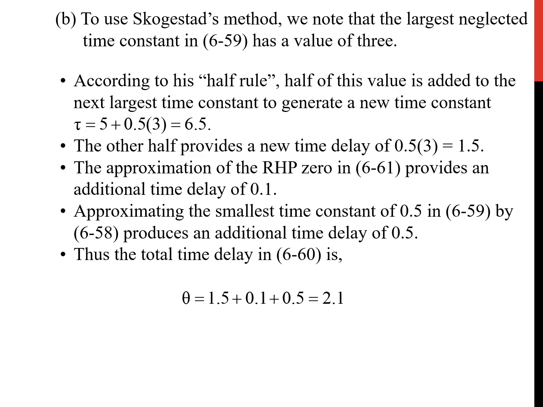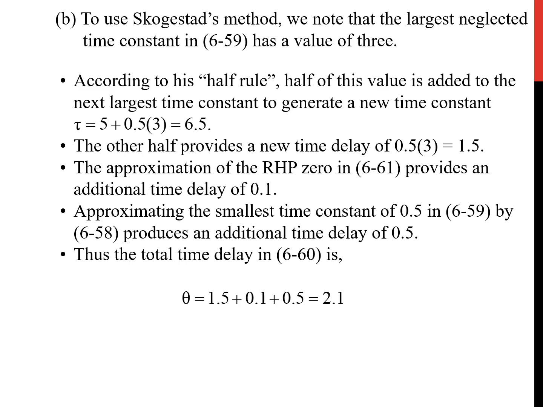So you have three values of time constant based on the half rule. Half of this value is added to the next largest time constant to generate a new time constant. Five is the largest time constant, and the second largest is 3. By dividing in half you get 1.5, so 1.5 plus 5 you get 6.5. So the other half from the 3 is 1.5.